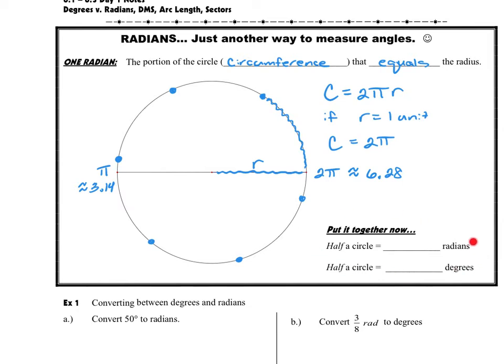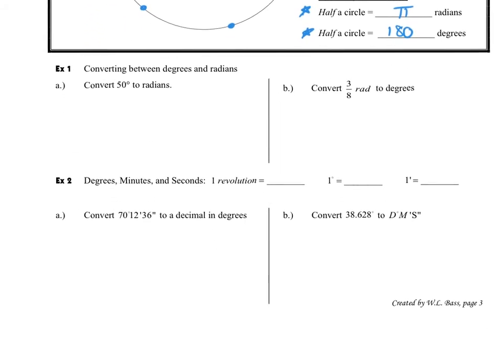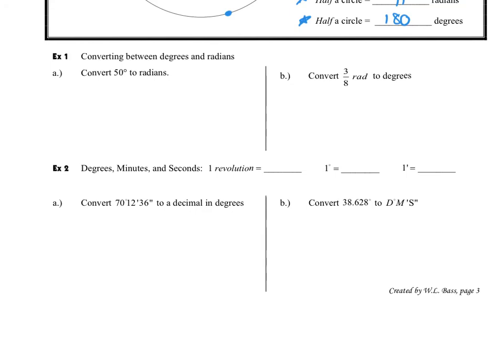Let's summarize these numbers down here. Half the circle is going to be pi radians, and half the circle we know from our past is 180 degrees. These two values are what we're going to use to practice moving back and forth between the two types of notation. So down here, we're going to do a little conversion.